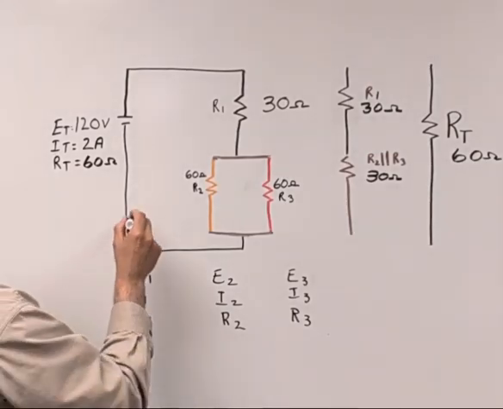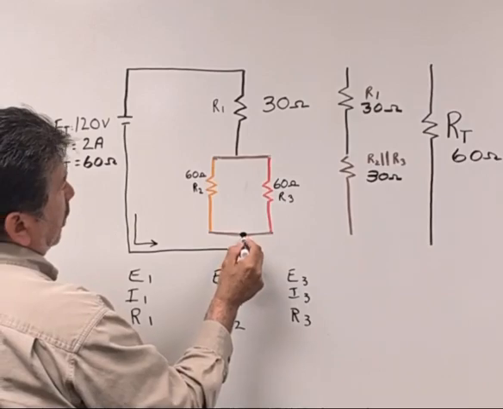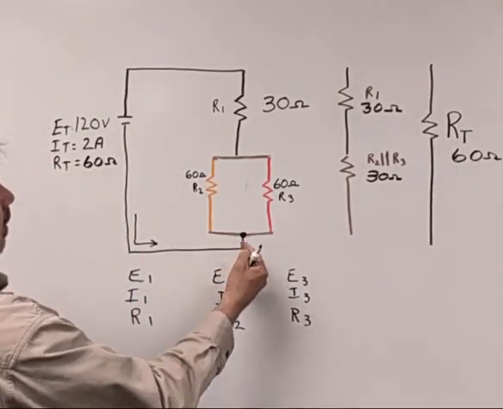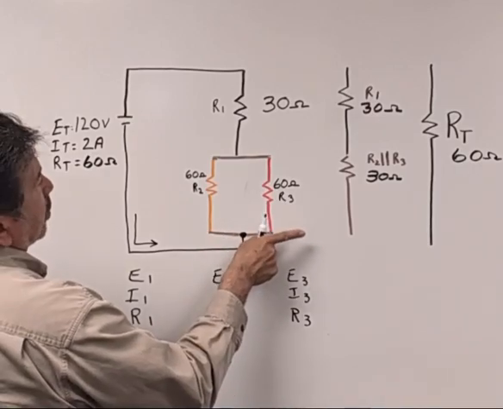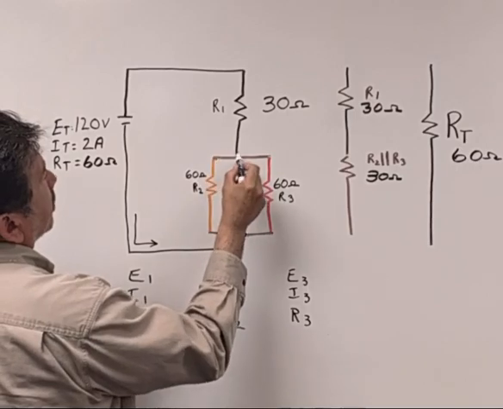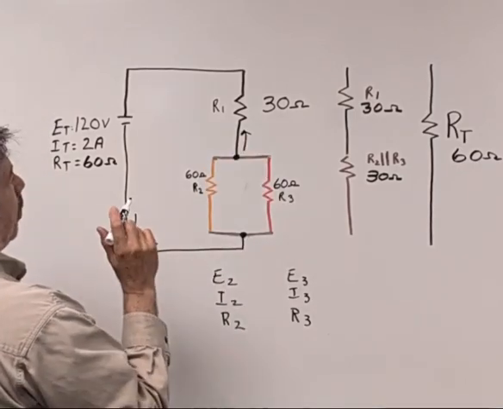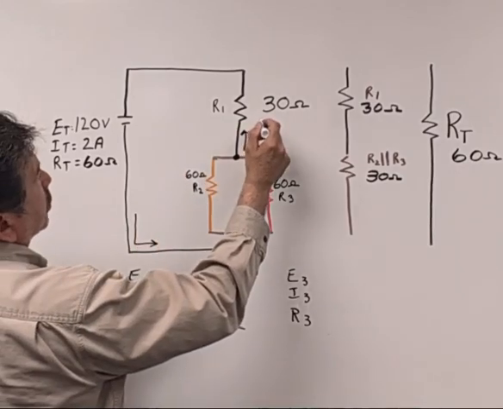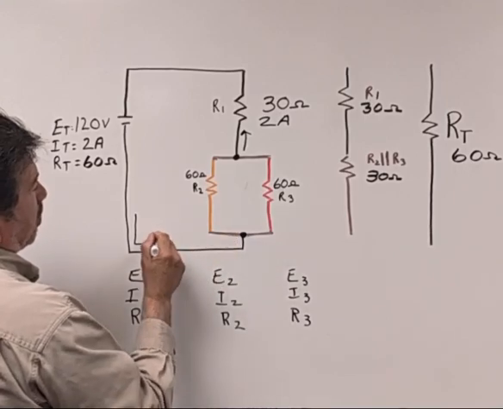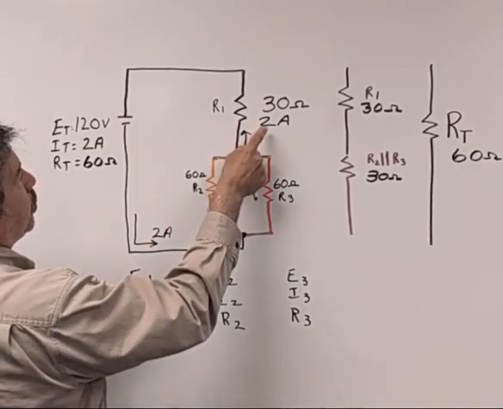So my 2 amps leaves the power supply, gets to this node, and it's going to divide. Part's going to go this way, part's going to go that way, come through these resistors, come back together, and continue to R1. That R1 is going to see the total current of 2 amps, right? It came apart, came back together, 2 amps here.